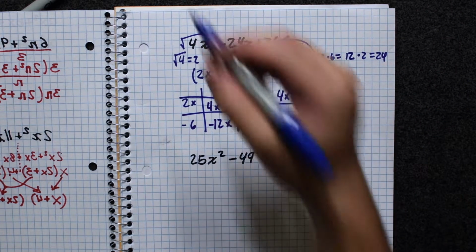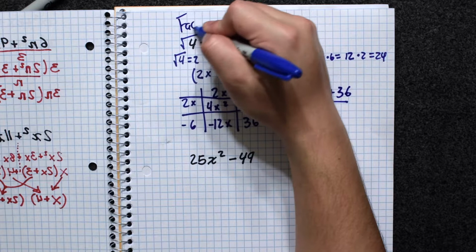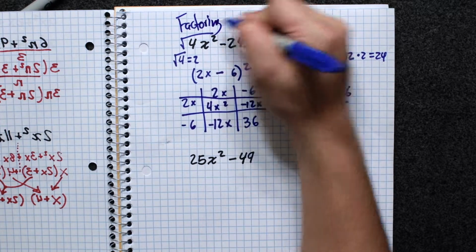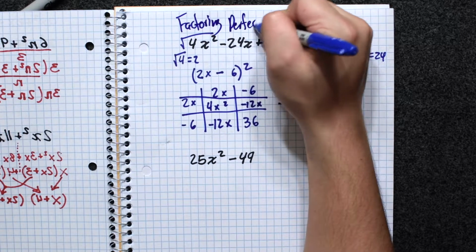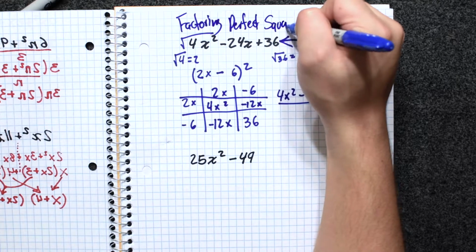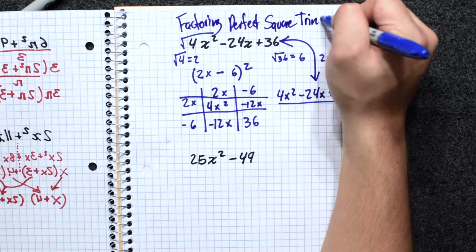Awesome. And this is called factoring perfect square trinomials.